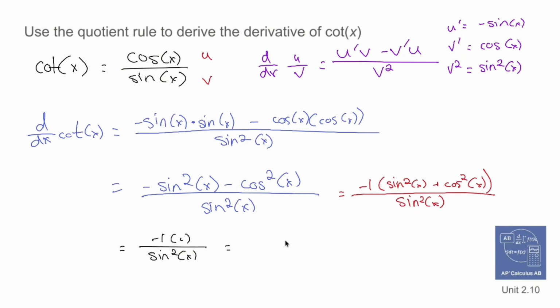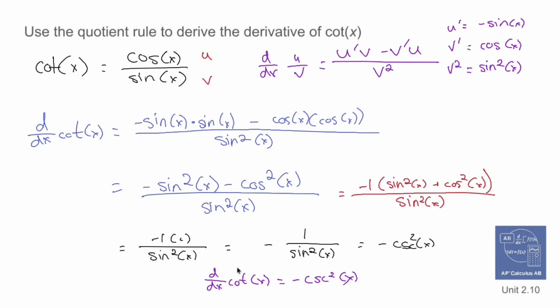Negative 1 times 1, let me get out my calculator, is negative 1, so let's pull the negative out, and that leaves me with negative 1 over sine squared x. And if 1 over sine is cosecant, then 1 over sine squared is cosecant squared. So let me write that out. When all is said and done, I know that looks a little bit sloppy, the derivative of cotangent x is negative cosecant squared x.